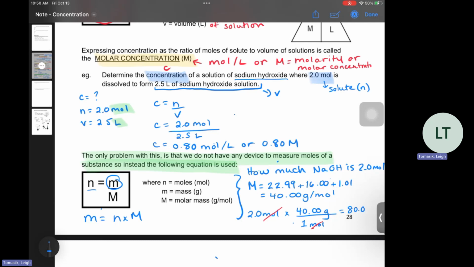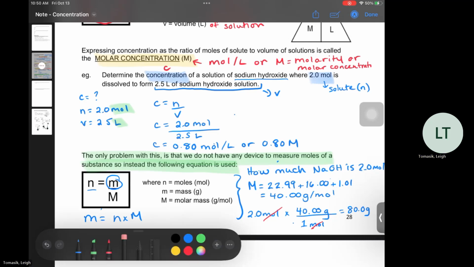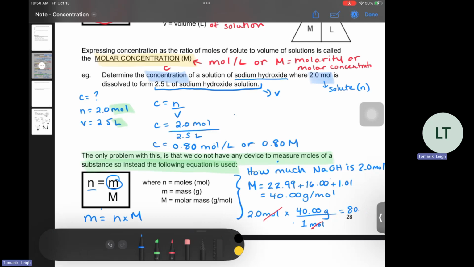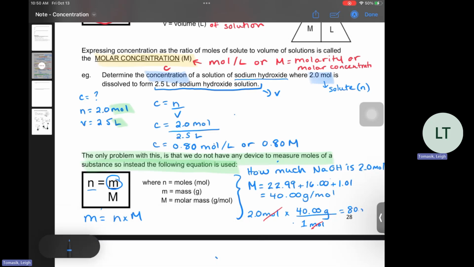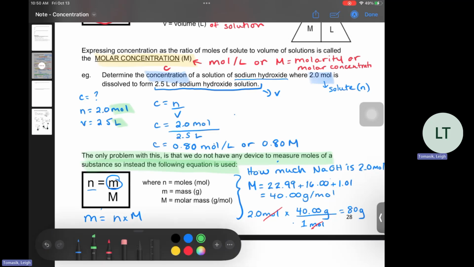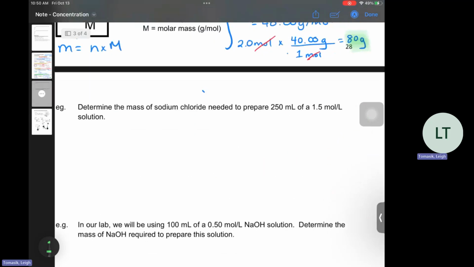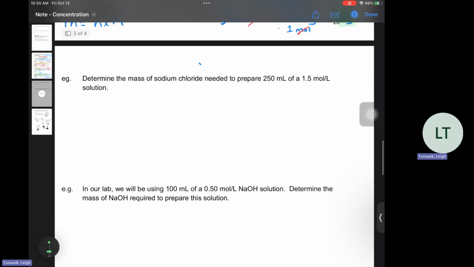So to make this solution, we would need 80 grams of sodium hydroxide. This is what we would actually make the solution with in the lab. Okay, so sometimes we need to do an extra step.